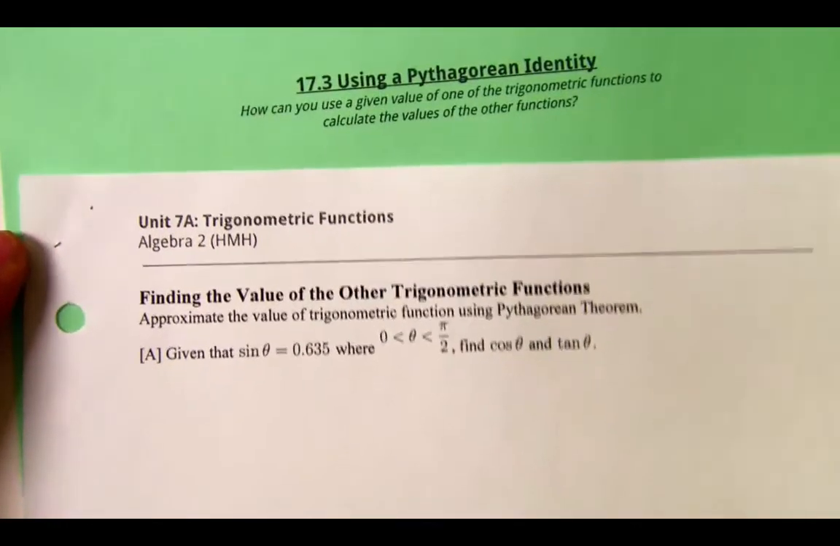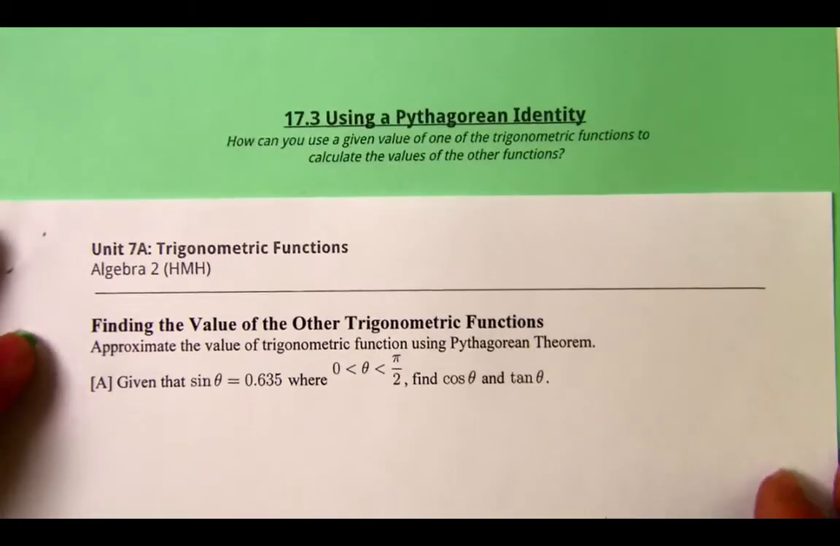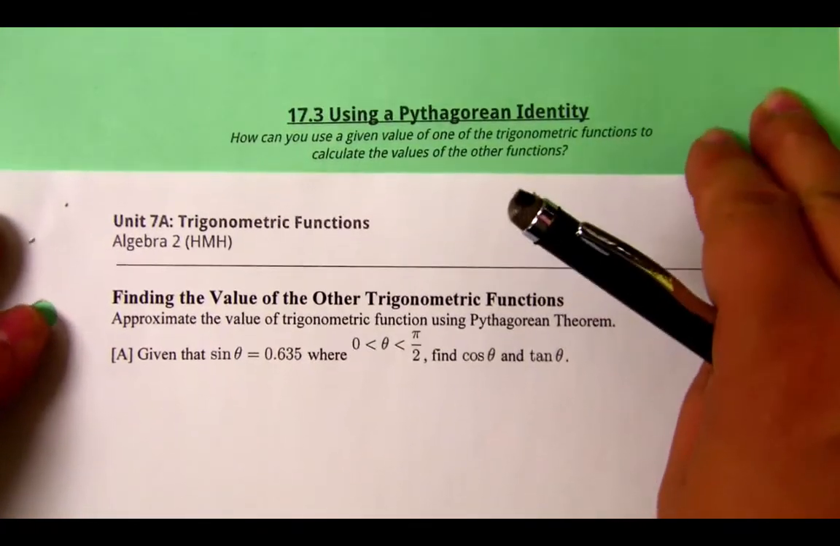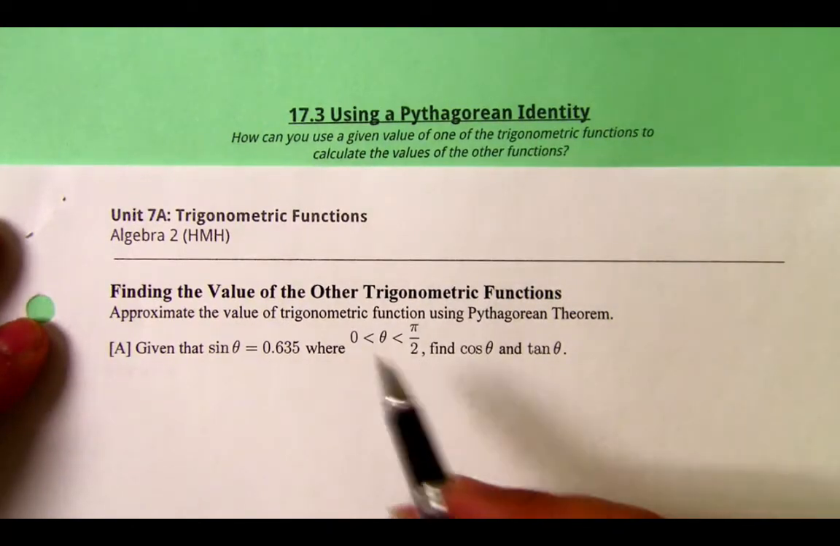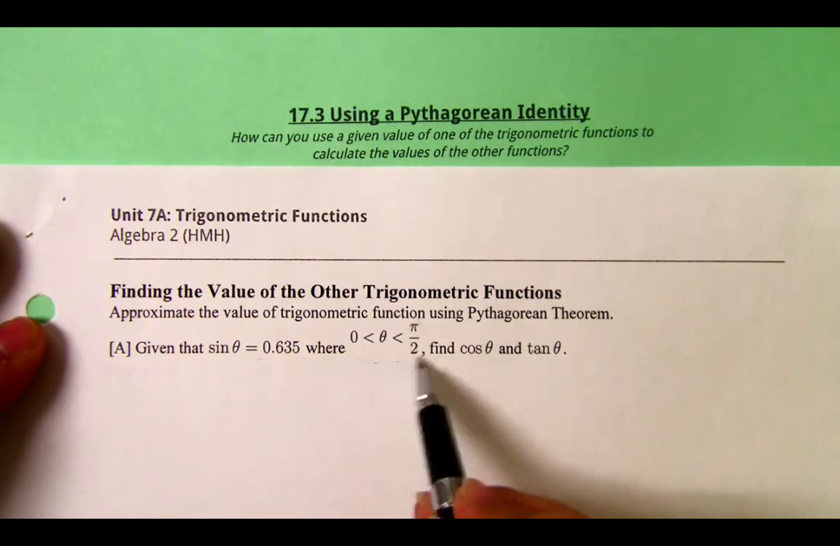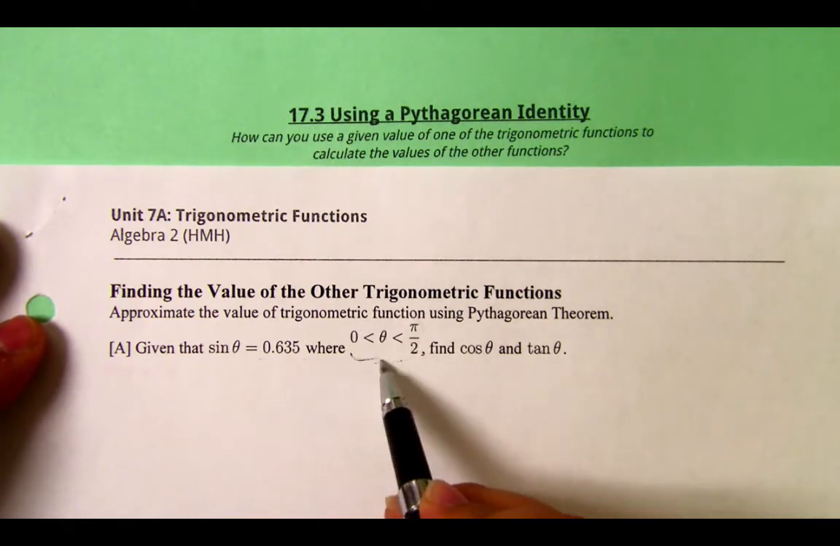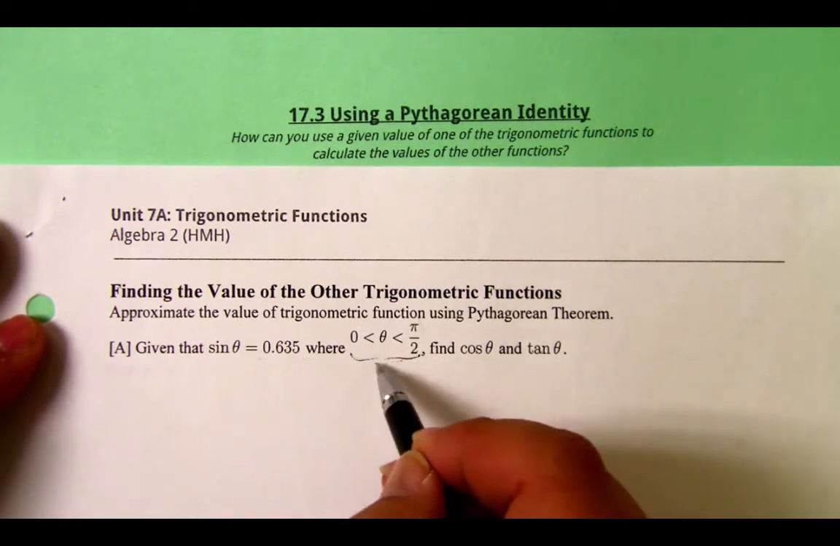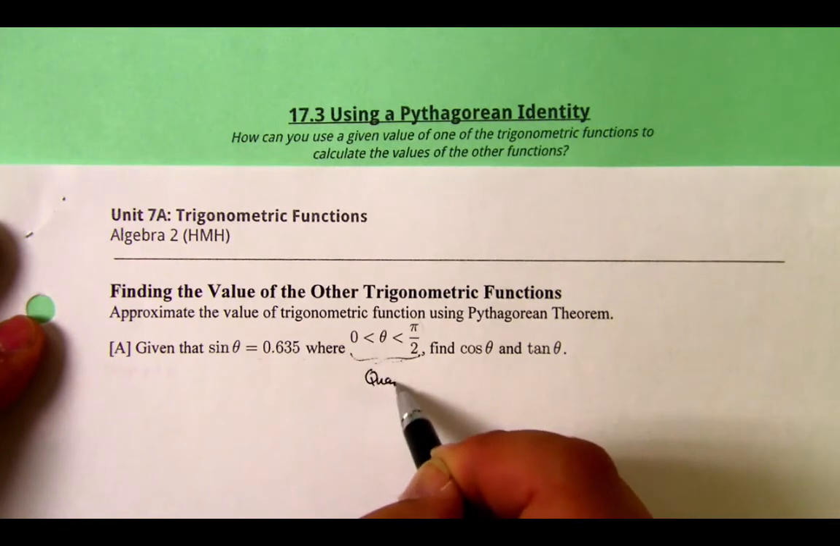This will be finding the value of other trig functions. That was the second part, wasn't it? So we're now answering the essential question. How do I do that? Well, given that this is true, we need to be very careful. What is this saying, guys? This is telling us that the angle is in which quadrant?